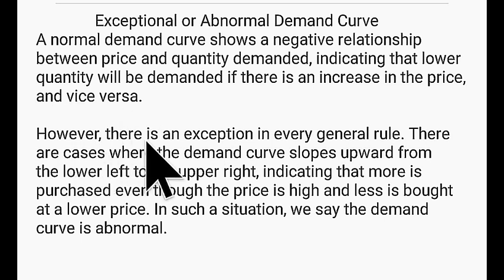However, there is an exception to every general rule. There are cases where the demand curve slopes upward from the lower left to the upper right, indicating that more is purchased even though the price is high, and less is bought at a lower price. In such a situation, we say the demand curve is abnormal.